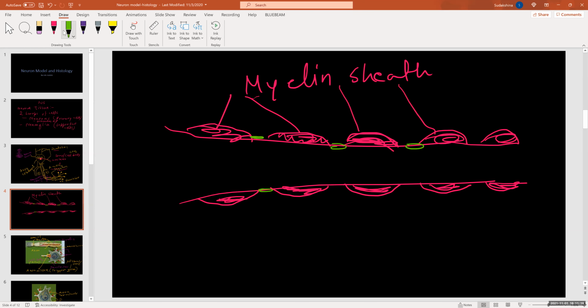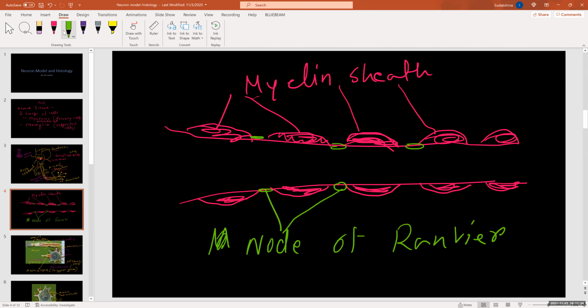These exposed places where the axon is visible and exposed, this is what you refer to as node of Ranvier. If it's an individual node, you just call it node. I am pointing at two of them, so I'm calling them nodes of Ranvier. So myelin, nodes of Ranvier.